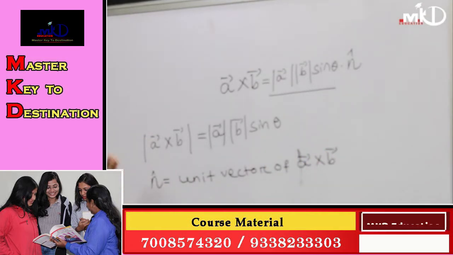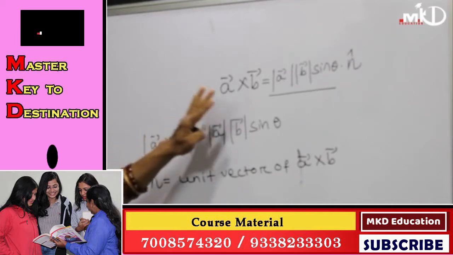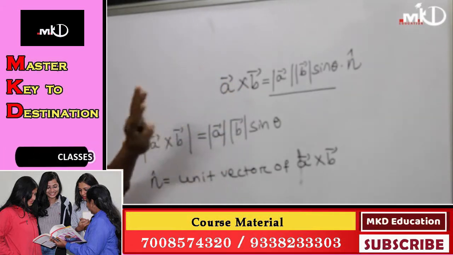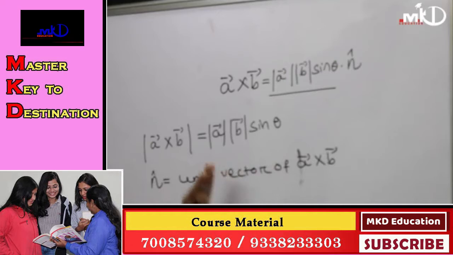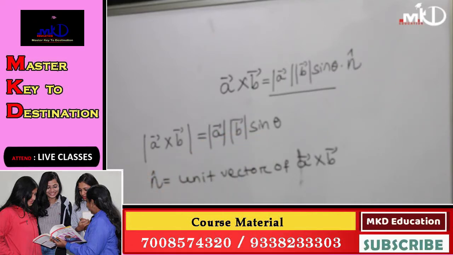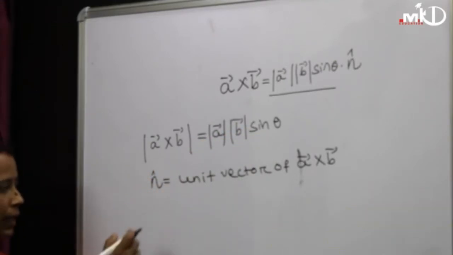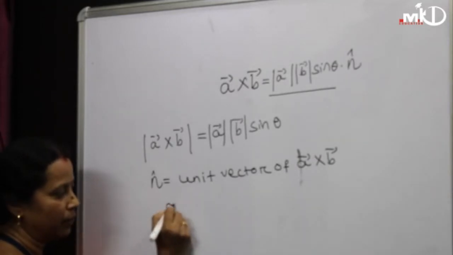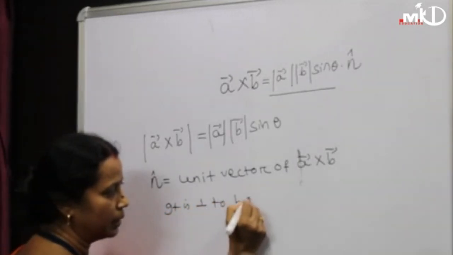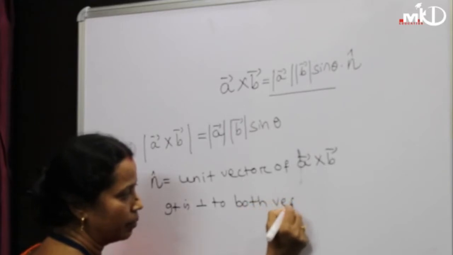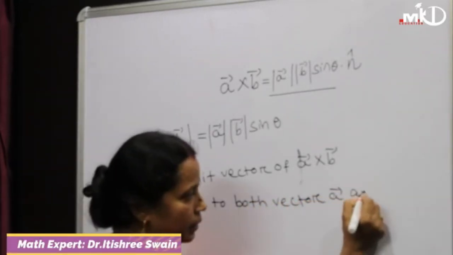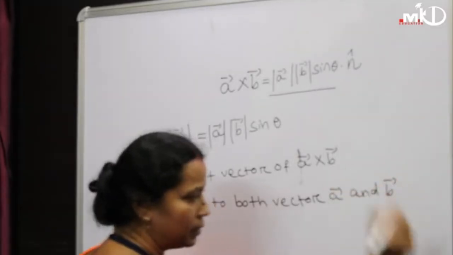Okay, so friends, remember whenever we find the vector product, this is a vector, so we have a magnitude as well as a direction. This is the magnitude and this is the direction. Now the direction is perpendicular to both the vectors A bar and B bar. What is the meaning of this?